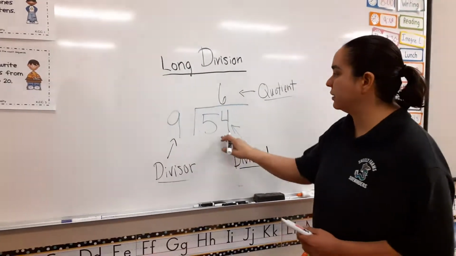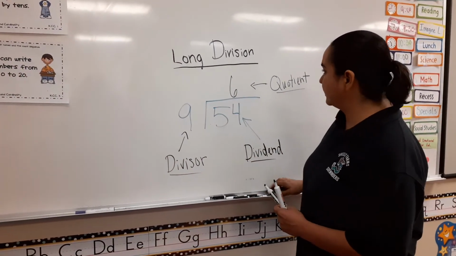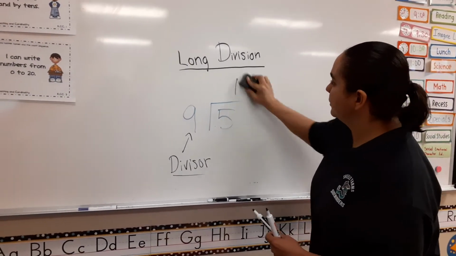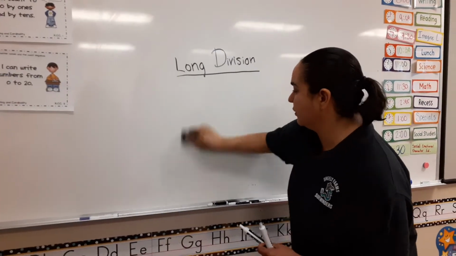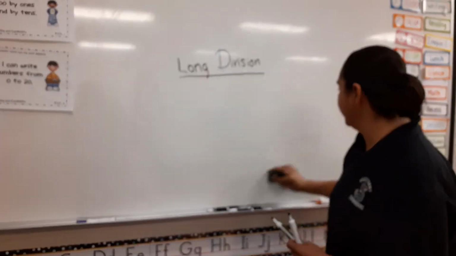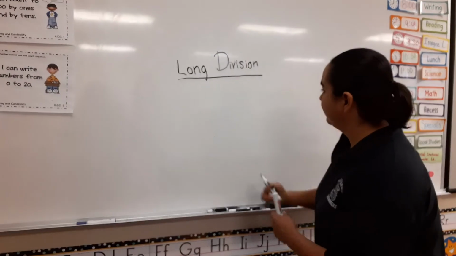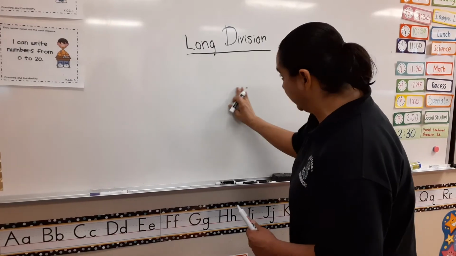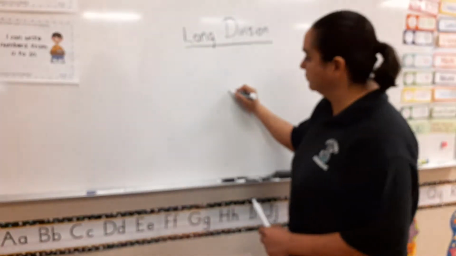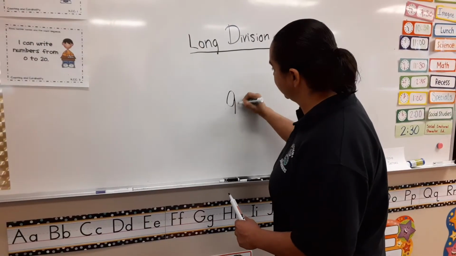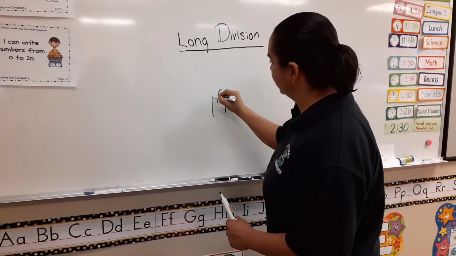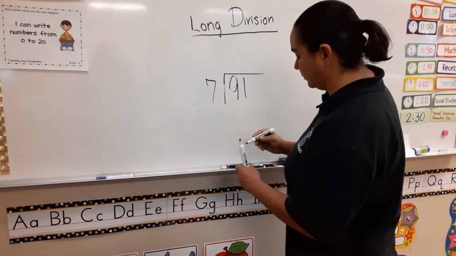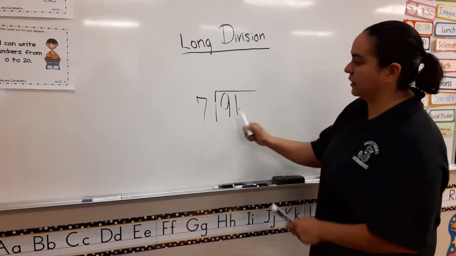Okay, so let's get started by giving an example problem of a long division problem without a remainder. This will be one without a remainder. The answer will go into the dividend evenly. So let's have 91 divided by 7. You're going to start by looking at the tens place.